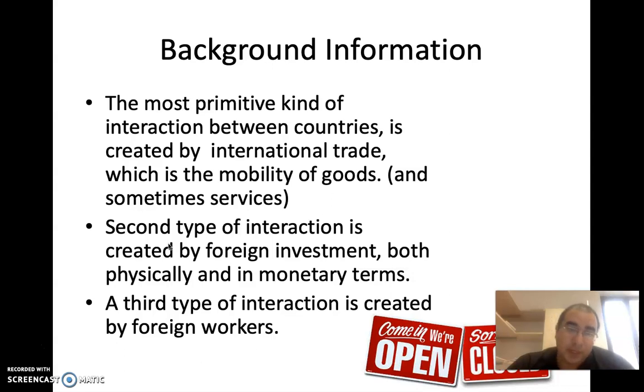The third type of interaction is mobility of workers, which is the least studied one, unfortunately, but it's an increasing phenomenon in the world. I think there should be more on this, but unfortunately there is no one accepted central theory on international labor mobility considered important enough to be taught in this course. So this is a part I will skip, basically.